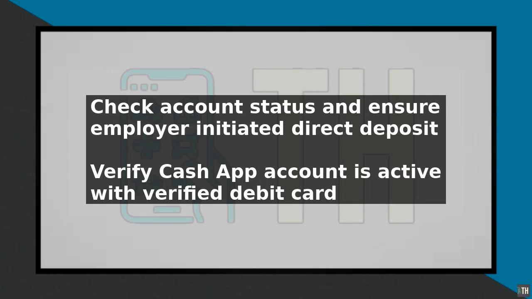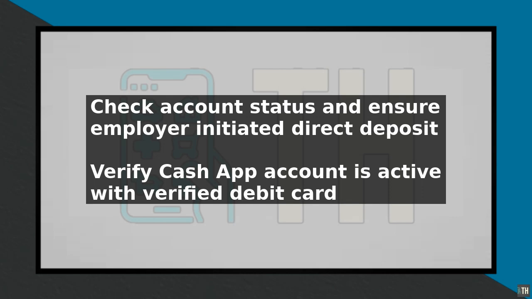To fix Cash App direct deposit not showing up, start by checking your account status and ensuring that your employer or sender has initiated the direct deposit. Verify that your Cash App account is active and that you have a verified debit card linked to your account.